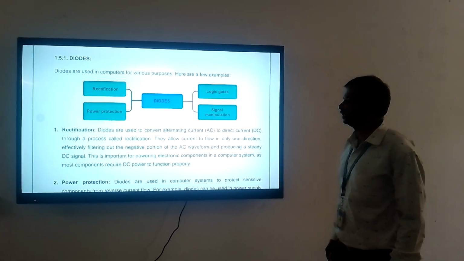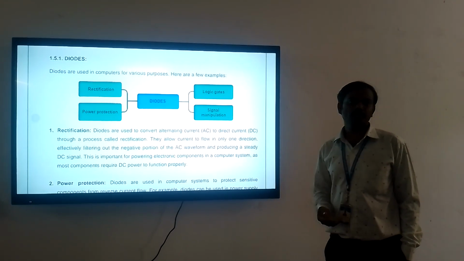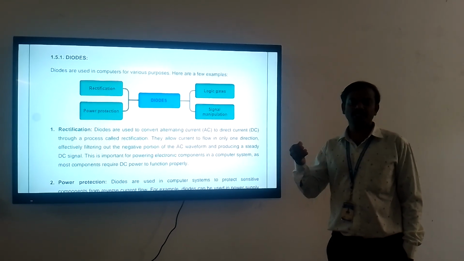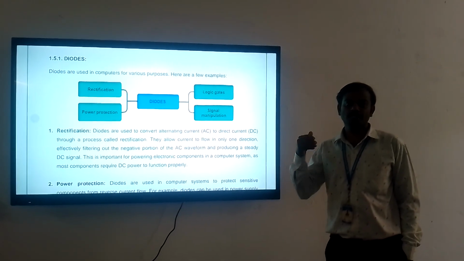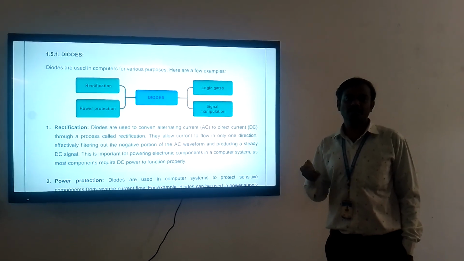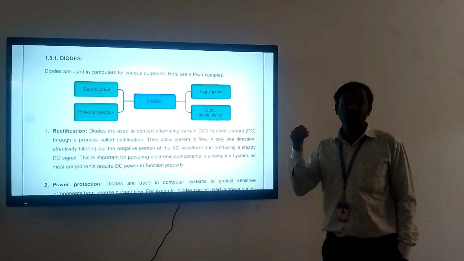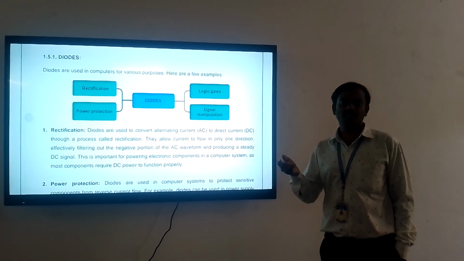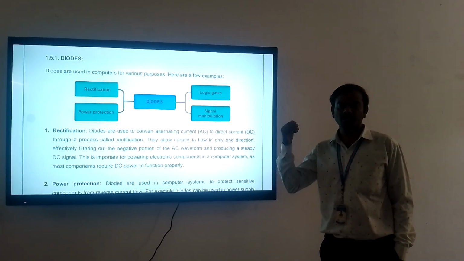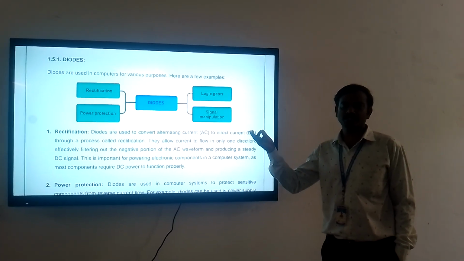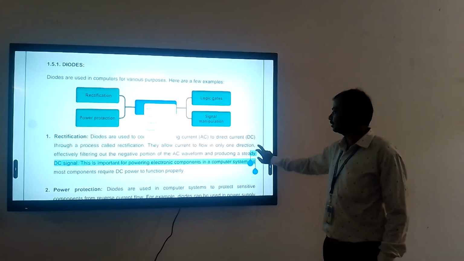The third one is logic gates. I think you already know about that. Logic gates are the basic building blocks used in computers. Diodes allow or stop the power supply through on and off conditions. For this binary conversion, the power supply is allowed in the logic gates. So in these applications also, diodes are used.